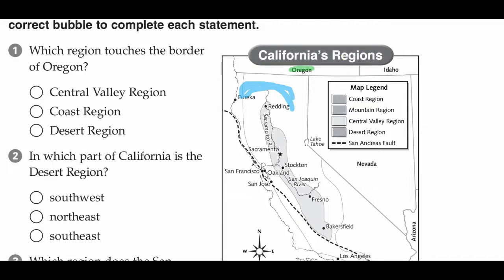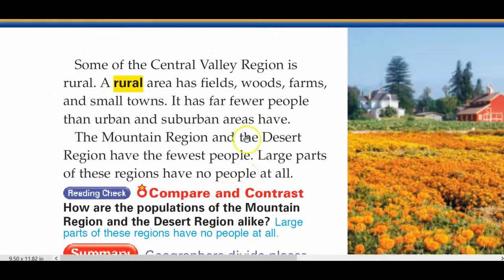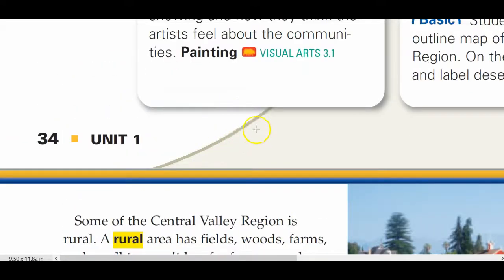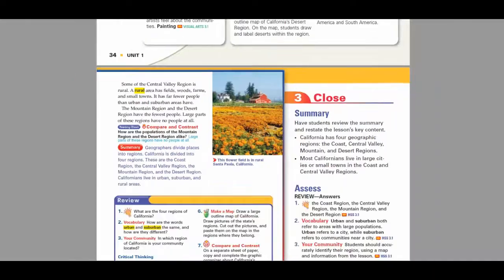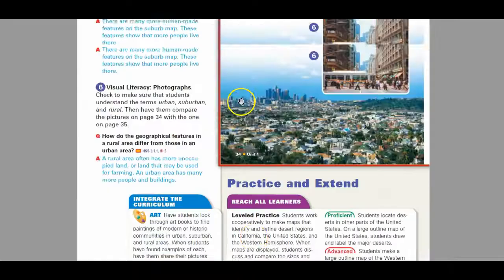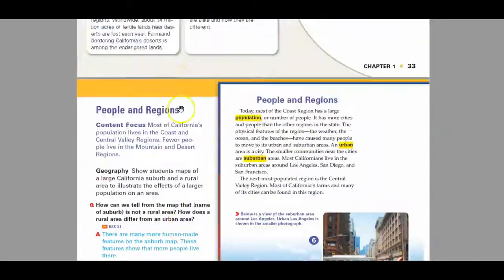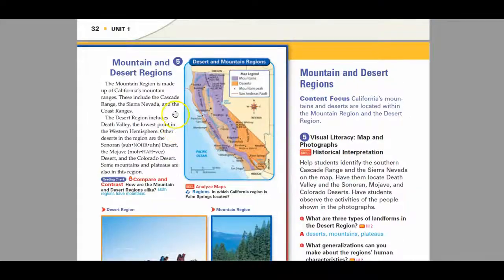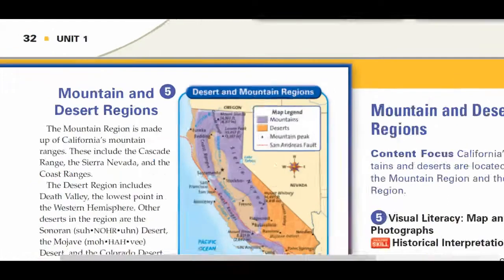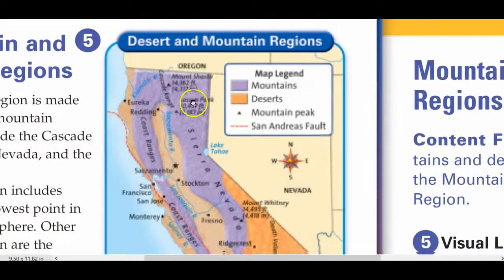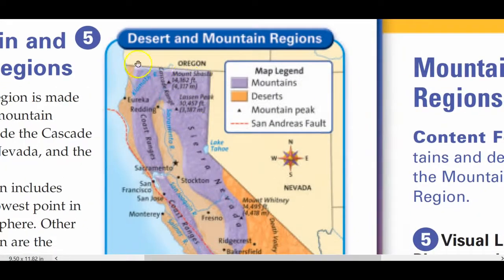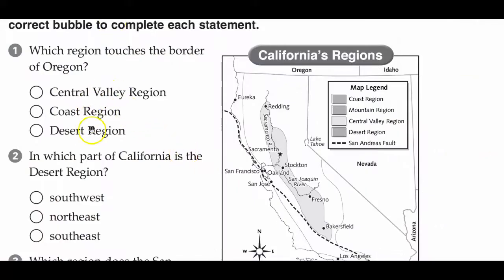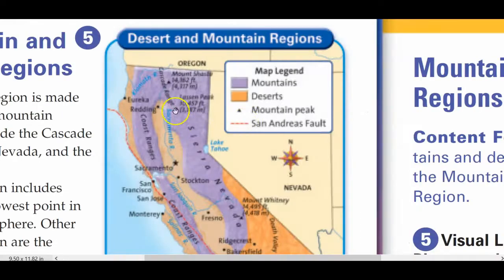Probably be better if I went and did this. Let's go back to the map. Let me see the map. Oh, let's go back to the map right here. Perfect. I think it's this map right here that they have. So what's this region that touches Oregon? Okay, is that one of them? No, it's not one of them. What's another region that touches Oregon?